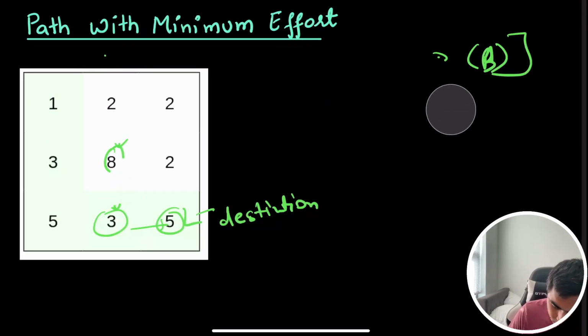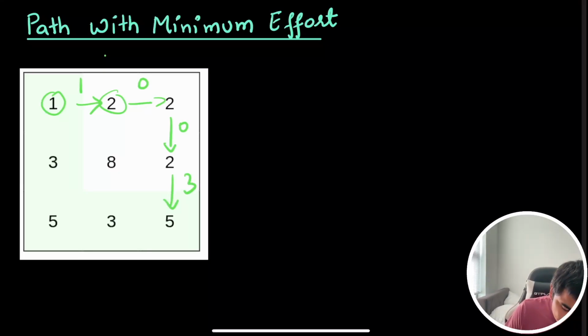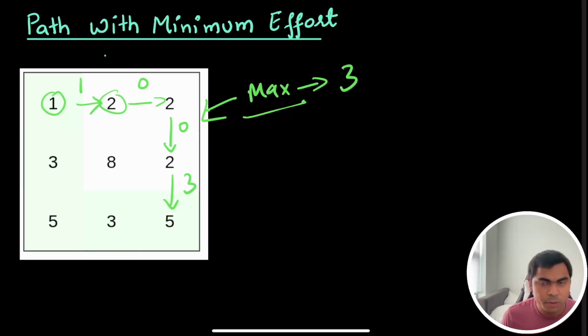So I'm just gonna delete this again. Let's say we choose to take this path from 1 to 2, so the difference here is 1. The effort here is 1. Here the effort is 0. Here the effort is 0. Here the effort is 3. So what's the maximum effort that you have basically taken? The max would be 3. So this path has the max effort of 3, and this max effort is what we need to minimize.